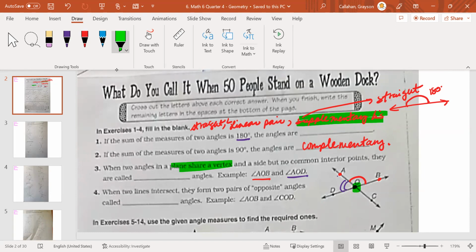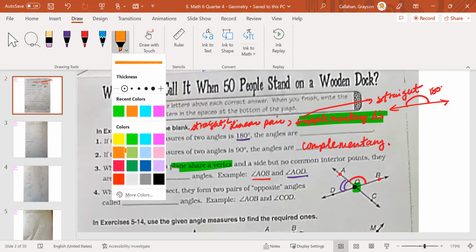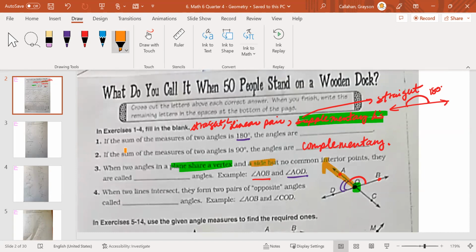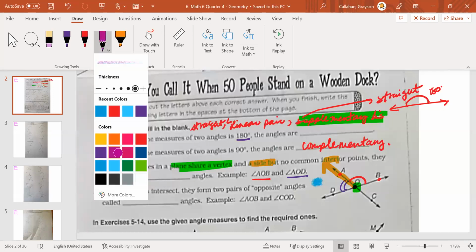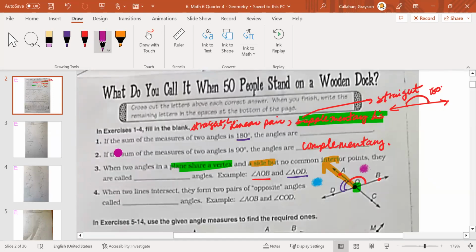And a side, okay, and they also share a side. So which side are they talking about? This side right here. They share that side. Do you see that? But no common interior points. What I mean by that is if I put a point right here inside this purple angle, that blue point is not in this right angle. Do you see that? They don't share any points. Okay. So what are those angles called? You know what? You can actually call that, yep, adjacent, because I was thinking supplementary, but if it doesn't say 180 degrees, you're actually right. It is adjacent.